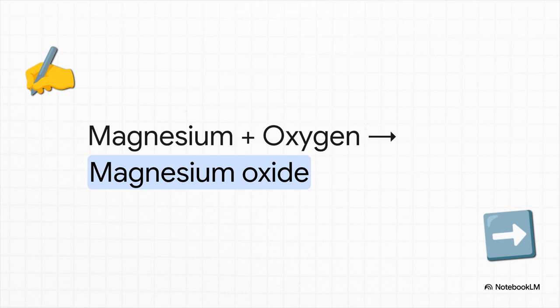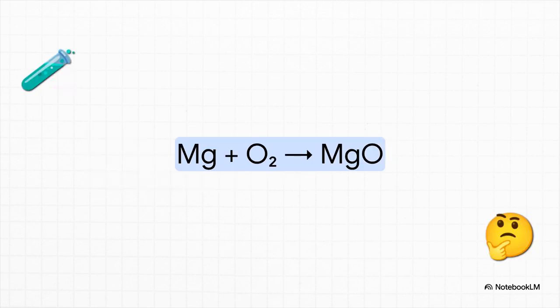So here, magnesium and oxygen react to become magnesium oxide. Nice and simple. But scientists love being efficient, so they use chemical symbols to make what's called a skeletal equation. It's the shorthand version. Mg plus O2 gives you MgO. It's short, it's sweet, but there's a problem hiding here. This simple version, well, it isn't telling us the whole story.